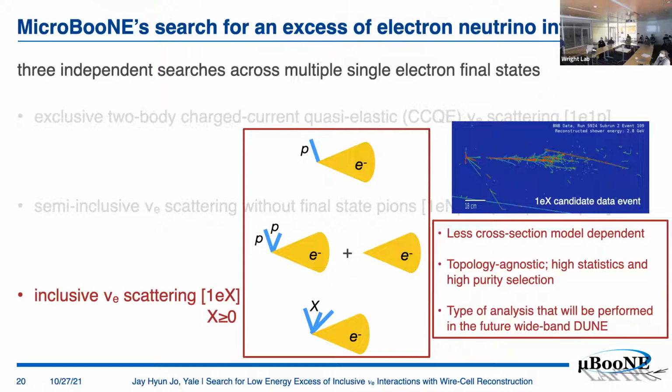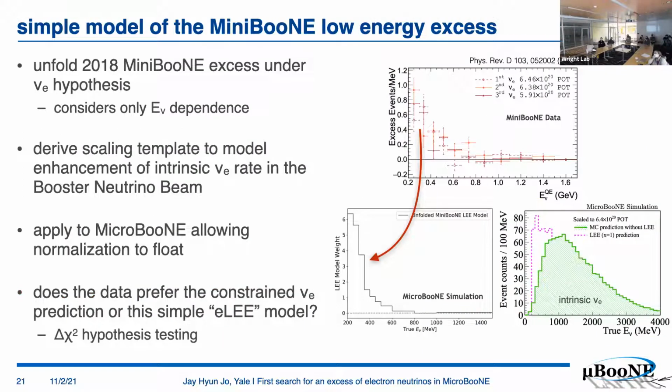And this is again a 1eX candidate data event with the electrons and multiple hadrons defined. Before I go into the analysis further, I want to talk about what we are going to compare the data against once we observe it. We have our model, our best understanding of how neutrinos interact, based on free neutrinos, for example. But we also want to compare our data to what MiniBooNE observed. But MiniBooNE is MiniBooNE. How do we compare that in MicroBooNE?